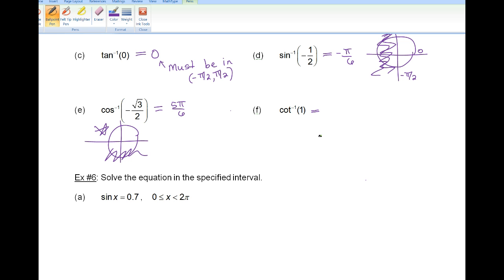Okay, cotangent, where is tangent equal to 1? What is it? Negative pi over 4? Because cotangent is just the reciprocal, so sometimes it helps. Pi over 2? No, 0. It's pi over 2. Just pi over 2. Okay, we got some work to do, it'll be okay. Pi over 4, sorry, pi over 4.